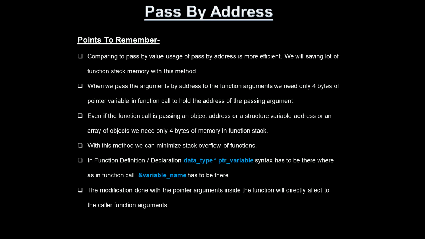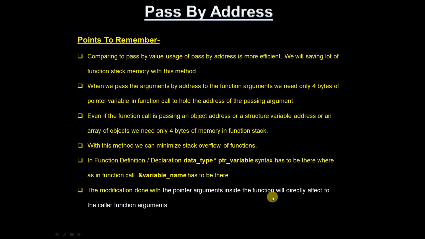So when we pass the arguments by address to the function arguments, we need only 4 bytes, because a pointer always has 4 bytes of memory, whatever the type of pointer. It is a pointer variable in the function call that holds the address of the passing argument. Now, even if the function call is passing an object address, a structure variable address, or an array of objects, we need only 4 bytes of memory in the function stack. Because of this, we are saving a lot of memory when we use the pass by address method. So with this method we can minimize stack overflow of functions.